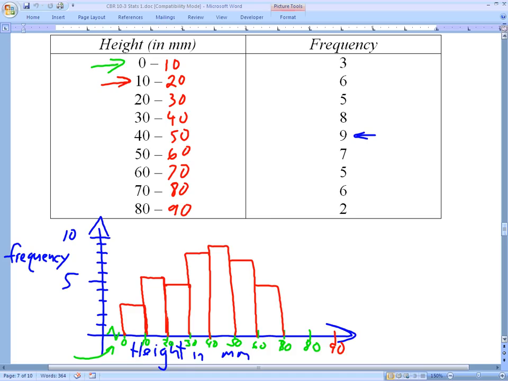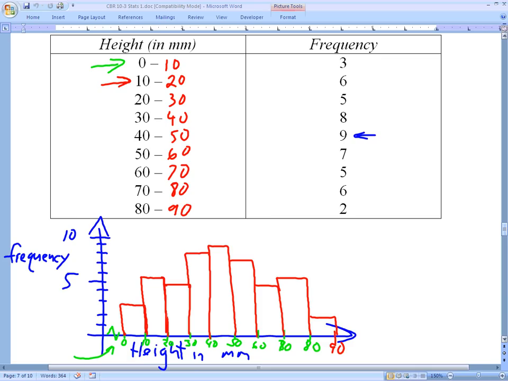70 to 80 is 6. And finally 80 to 90, we had 2. And that is a histogram. We've got a label on the x and vertical axes.